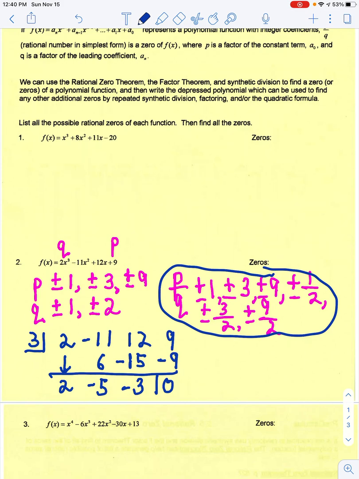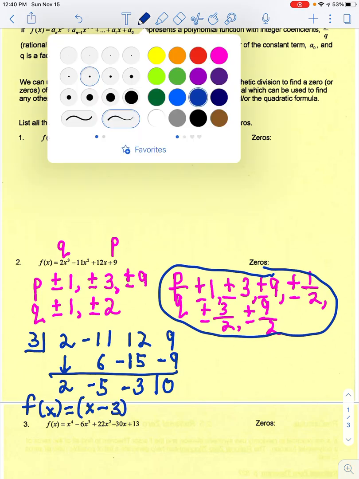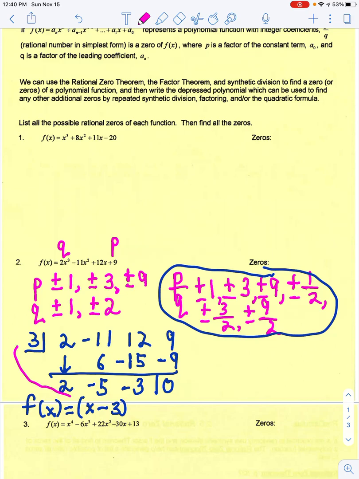Okay, so the factored form of my polynomial would have to include x minus 3. I know that because 3 actually was a 0. I found that when I did my synthetic division. And then the 2, -5, and -3 are 1 degree less than my original polynomial. So up here, the degree is 3. So 1 degree less would be degree 2, which would mean I have 2x squared minus 5x minus 3.